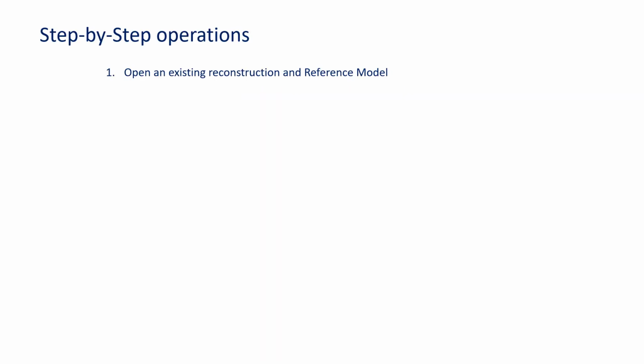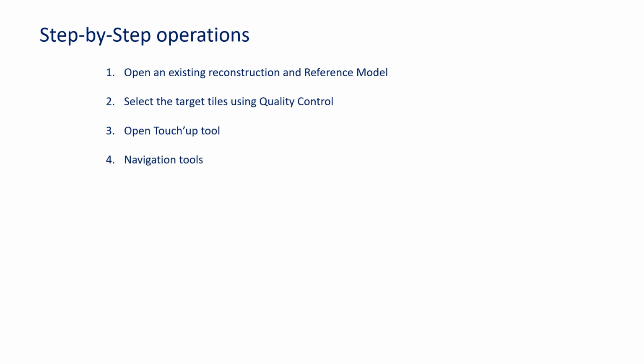Today we will review how we will open an existing reconstruction and reference 3D model to go to touch-up. Then you will select the tiles that are of your interest for touch-up using the quality control tool. You will open the touch-up tool, and then we will review the three main type of tools. First, the navigation tools, the display tools, and the selection tools. And in the end, we will review how we save and quit to update our production.